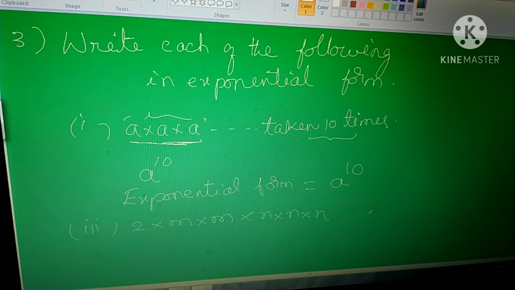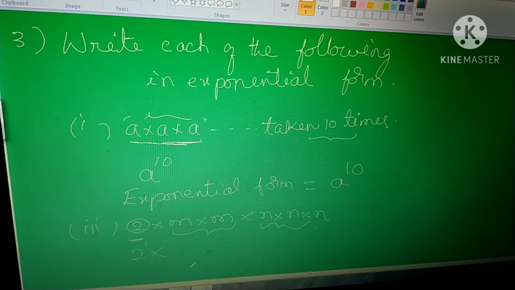Now see this problem. 2 into m into m into n into n into n. Here we can find 1 time 2 is given, 2 times m into m they have given. Next n is repeated 3 times, that means n is multiplied 3 times here. So for this 2 the power will be 1. Only one time we are doing here, so the power will be 1 here.